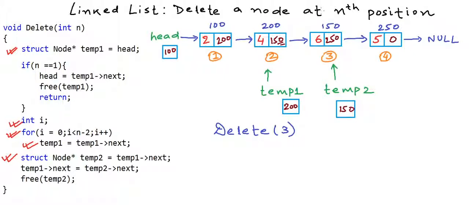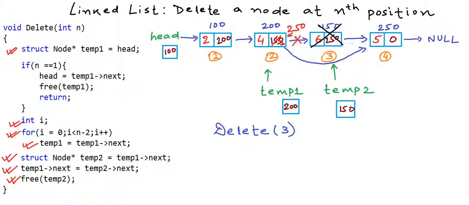Now in the next line we are saying that temp1.next, this value which is 150 right now, is now temp2.next, address of the n+1th node or fourth node. So this guy will now be 250. So we are building this link and we are breaking this link. So we have fixed the links, and now finally we are saying that free the memory which is being pointed to by temp2. So now this third node, the memory block, will be deleted from the memory.